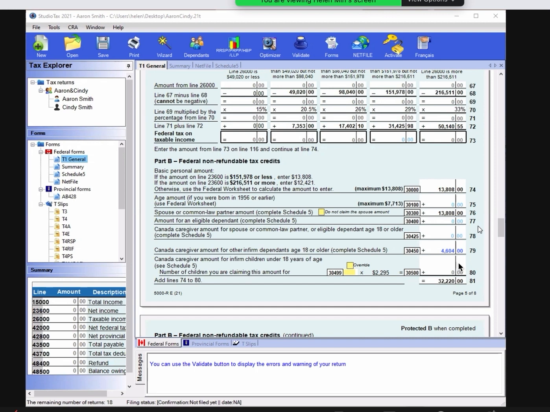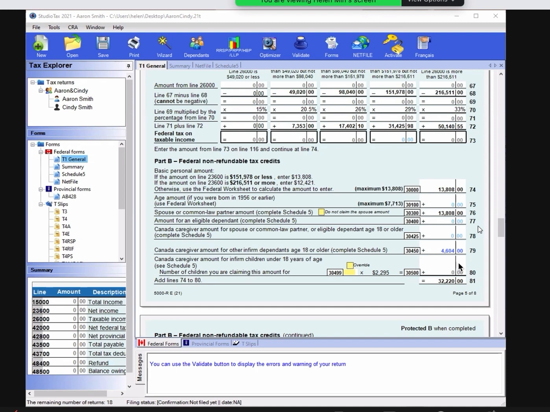Or your sister or brother, if they depend on you and are under 18, or you don't have parents. If you don't have parents, and your sister or brother is under 18 and depends on you, and you are not married and don't have a spousal amount, then you can claim your sister or brother as your eligible dependent.